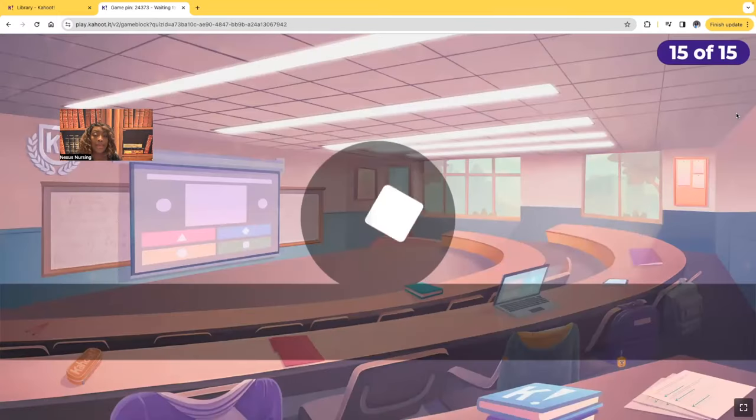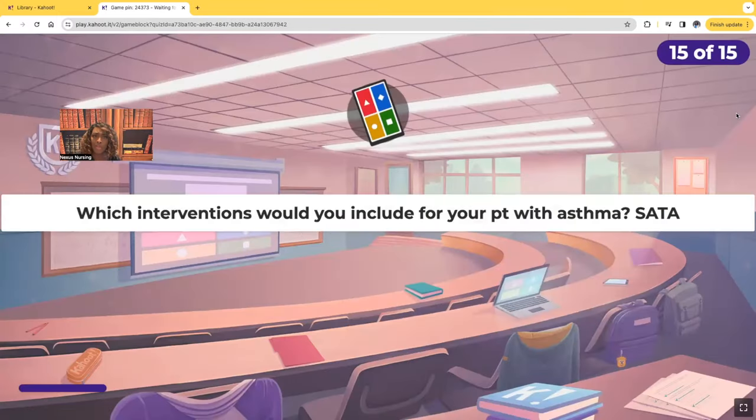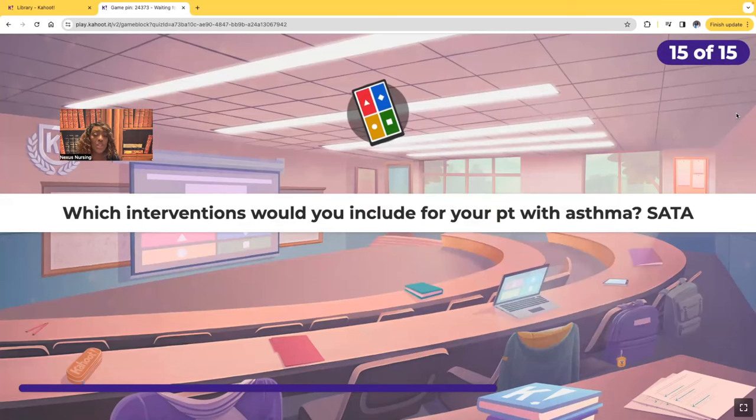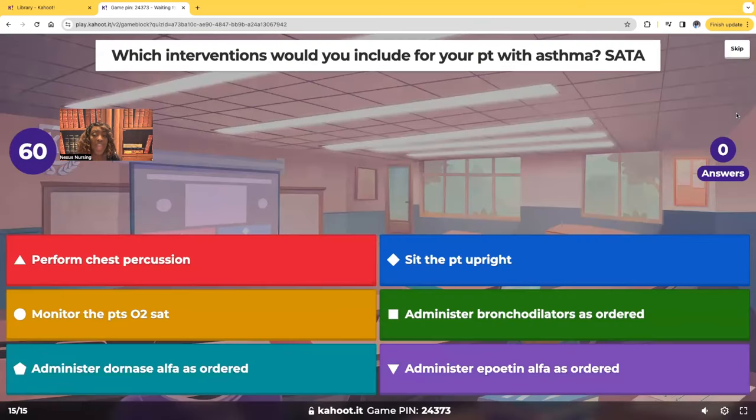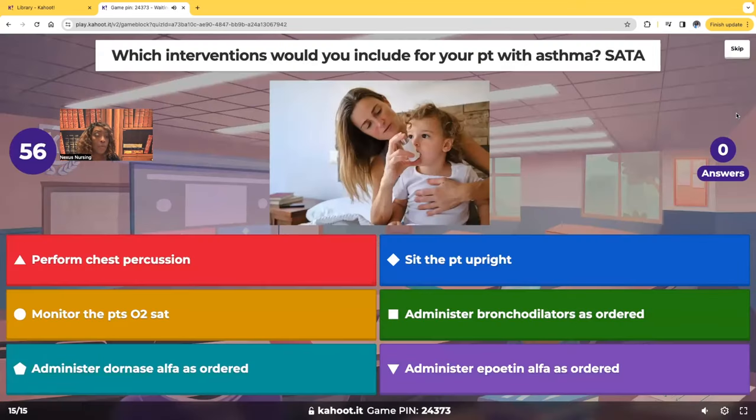All right, last slide. This was a long one. Select all that apply. Which interventions would you include for your patient with asthma? Perform chest percussions. Sit the patient upright, monitor their O2 sat, administer bronchodilators as ordered, administer Dornase alpha as ordered, administer Epoetin alfa as ordered. It's a select all that apply. Your patient has asthma. Which nursing interventions would you include for that patient?